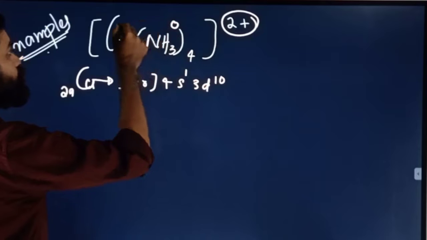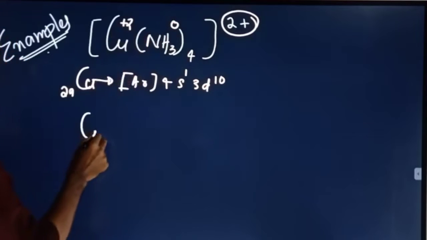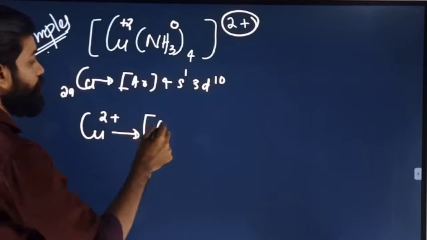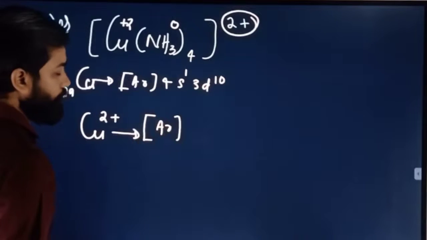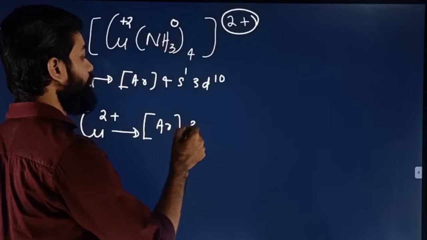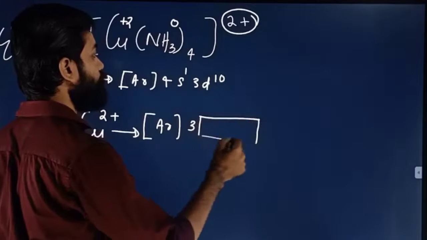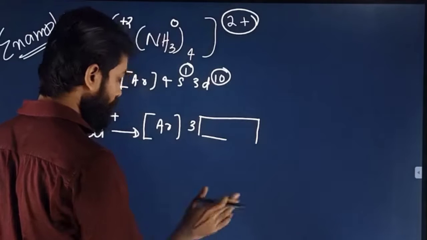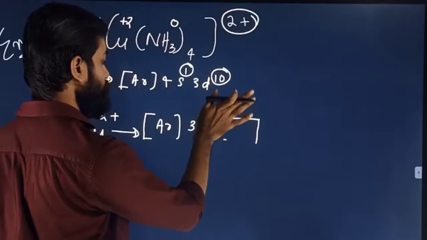Here this is +2, this is 0, so here copper is in +2 oxidation state. So this is actually argon 3d9, one electron from here and one electron from here. So 3d9 will be something like this.